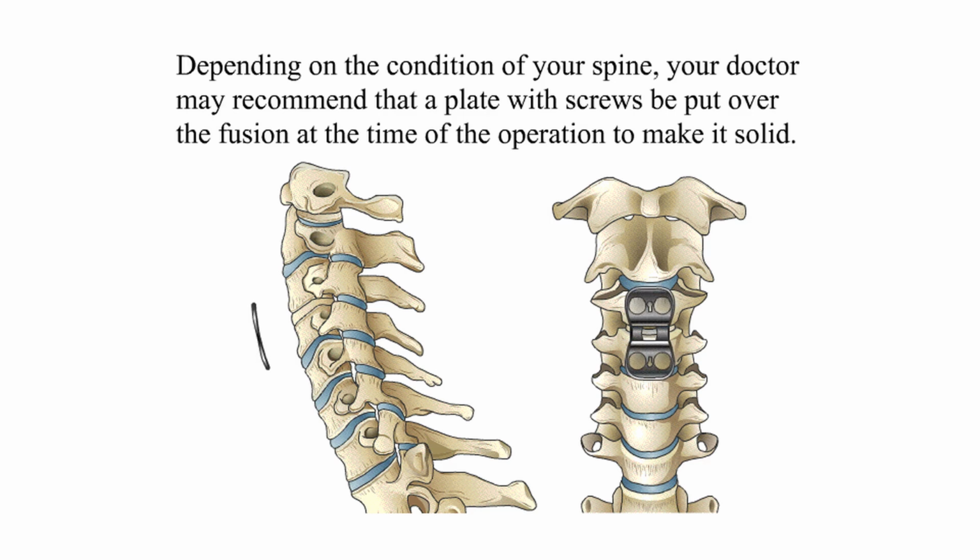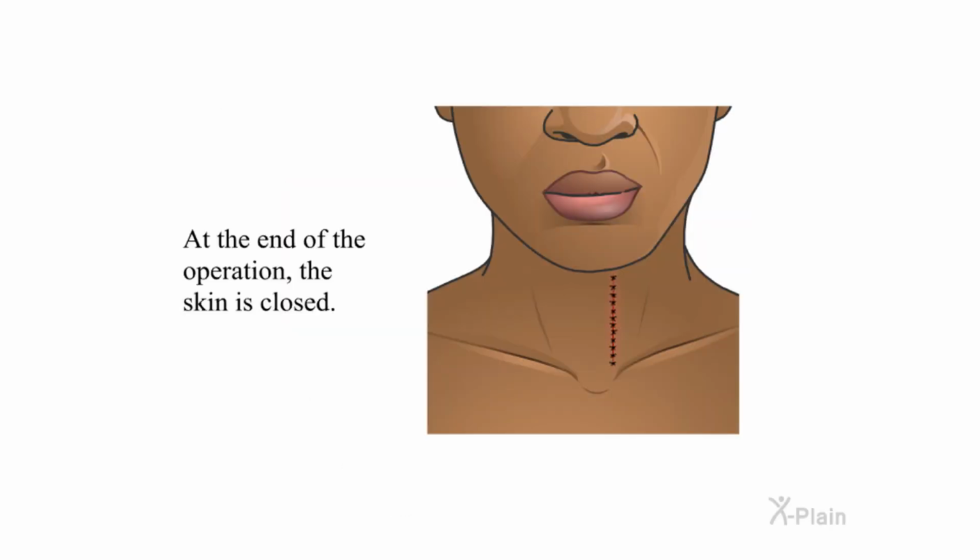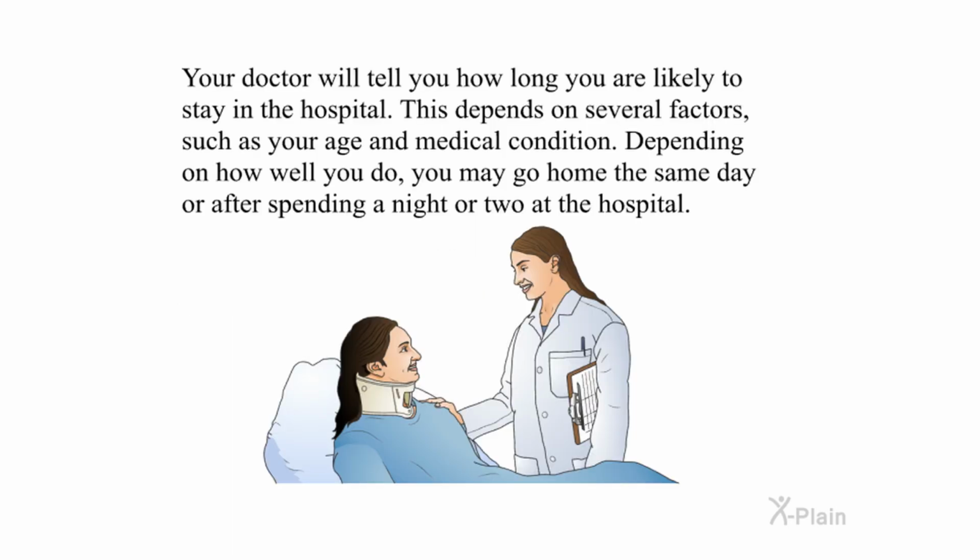Depending on the condition of your spine, your doctor may recommend that a plate with screws be put over the fusion at the time of the operation to make it solid. At the end of the operation, the skin is closed. Your doctor will tell you how long you are likely to stay in the hospital. This depends on several factors such as your age and medical condition. Depending on how well you do, you may go home the same day or after spending a night or two at the hospital.